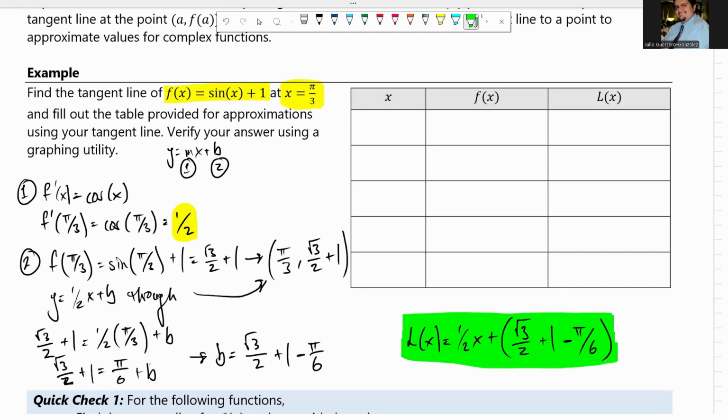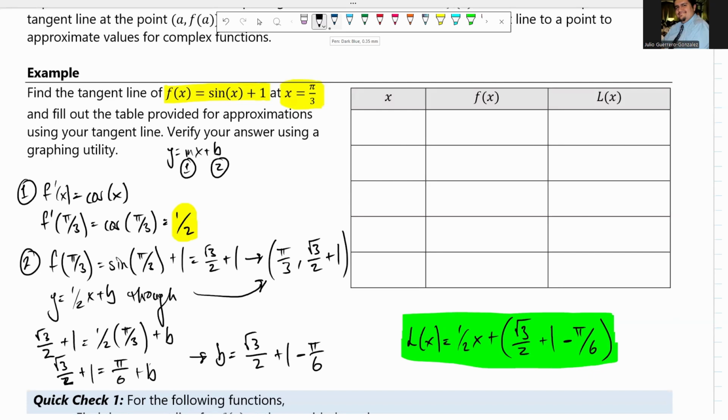Okay, there we are. So now, there's a reason why there's a table here, okay? I'm going to use this to approximate f of x. And I'm going to show you guys how this approximation works out.